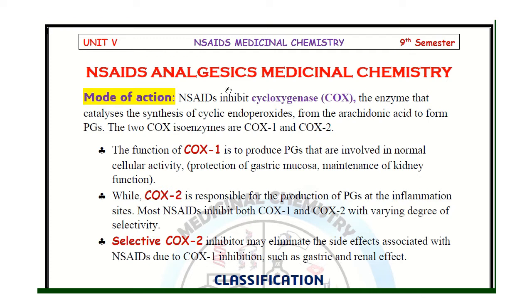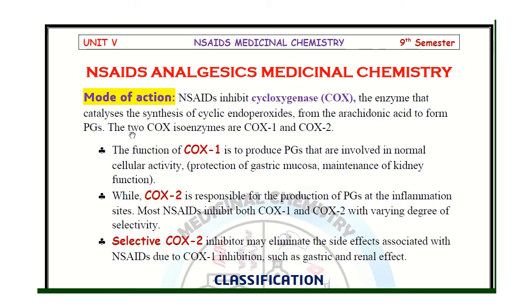NSAIDs are one of the important classes of medicine that act by inhibiting the cyclooxygenase enzyme. The cyclooxygenase enzyme, also known as the COX enzyme, has an important role in the synthesis of cyclic endoperoxides. The cyclic endoperoxides are basically formed from arachidonic acid, so ultimately they are involved in the synthesis of prostaglandin. There are different types of prostaglandin present in the human body.